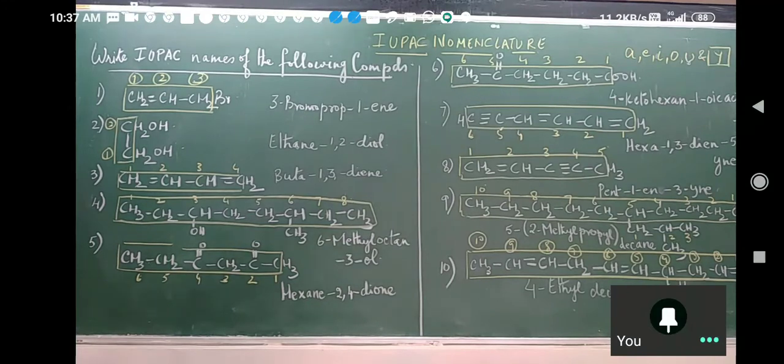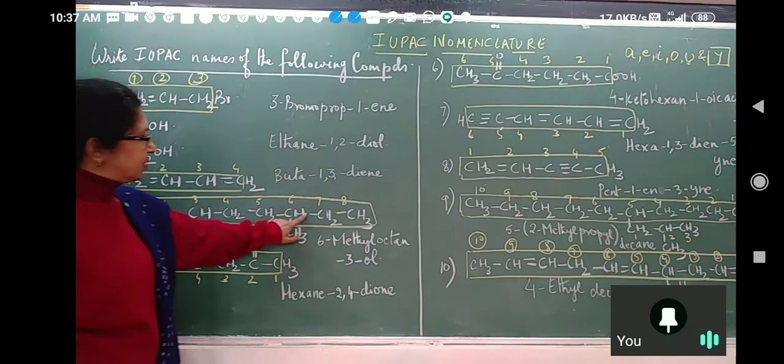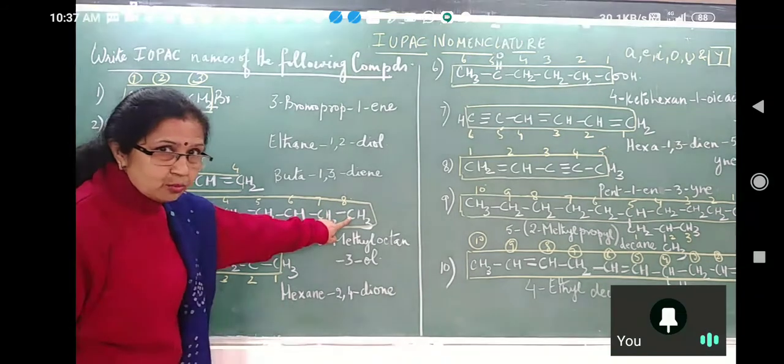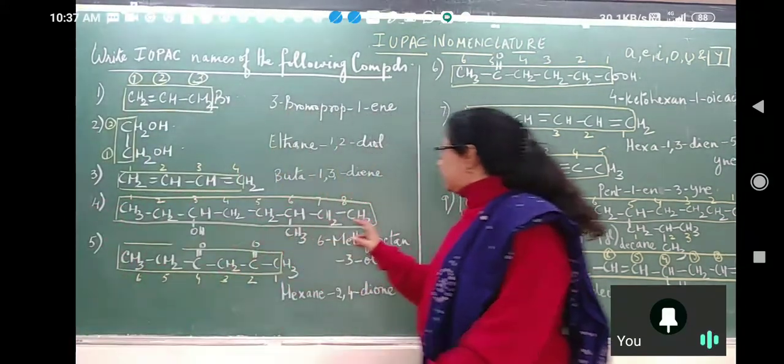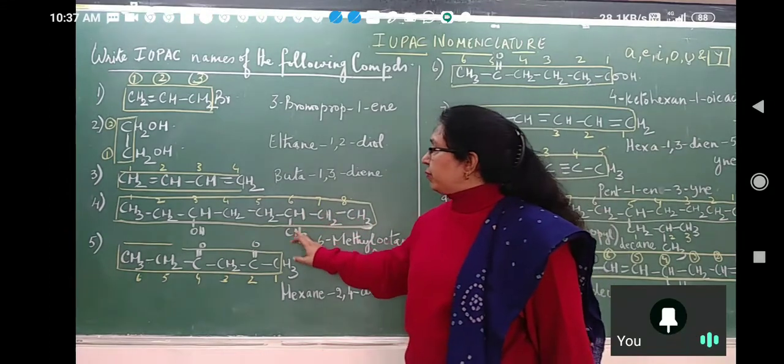All right. So here we have four carbon atoms, right? We have discussed this. Now 1, 2, 3, 4, 5, 6, 7, 8. This is one. The other end we can see is 1, 2, 3, 4.